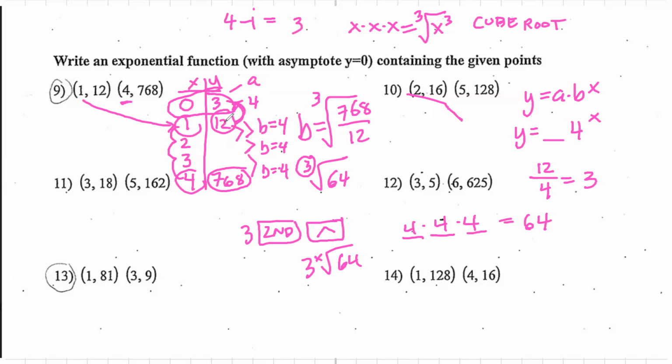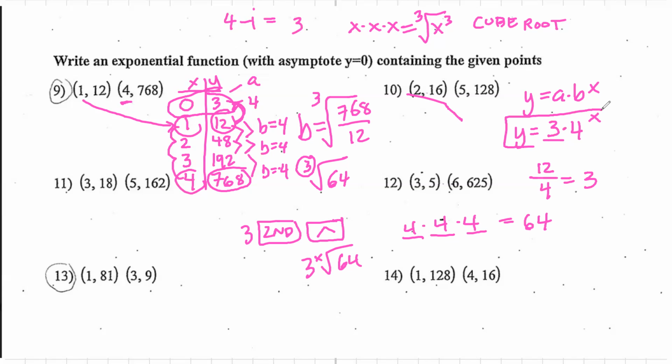If I want to find the next number, what's 12 times 4? 48. 48 times 4, we'll use our calculator for that. 192. And then 192 times 4 better be 768. You can check it, and I'm sure it is. Then we could keep going if we want to. So we found our a value. Our a value is 3.